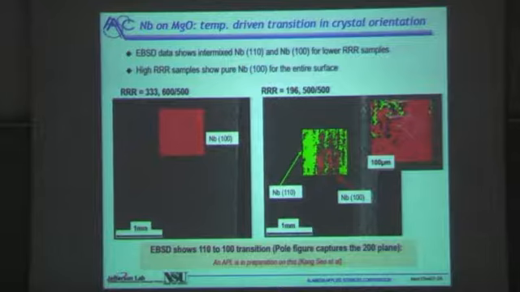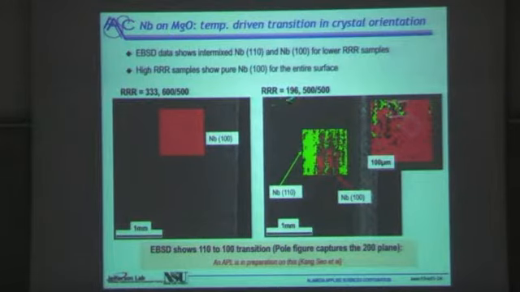We're looking at the SEMs with EBSD samples overlaid on them. Let's just look at the high RRR. This is niobium on MgO. If you look at this EBSD, this is on a millimeter scale here. One pure color, it's all 100 everywhere that the instrument can survey.